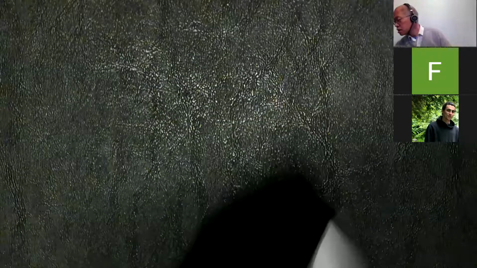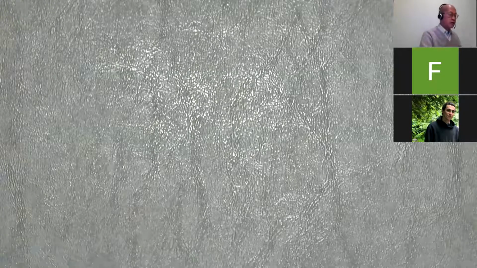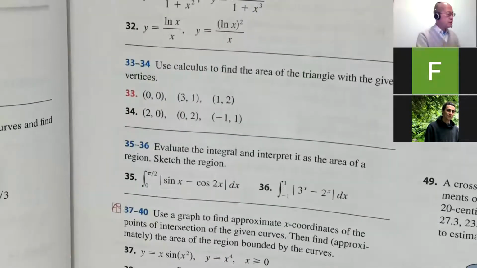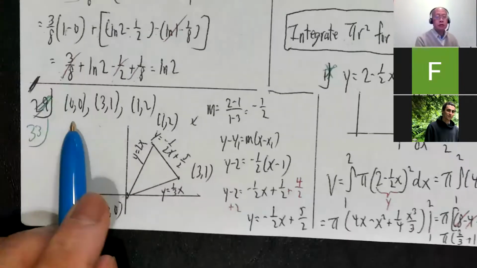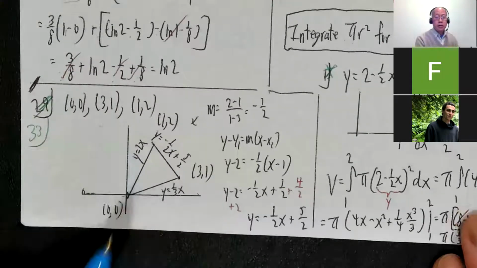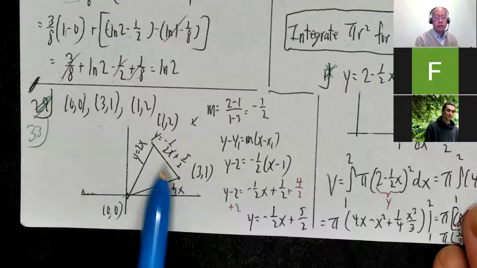Okay, problem 33. It seems like it ought to be easy, but it's actually one of the harder ones. Use calculus to find the area of the triangle with the given vertices. There was something just like it that we did yesterday. Use calculus to find the area of the triangle touching (0, 0), (3, 1), and (1, 2).